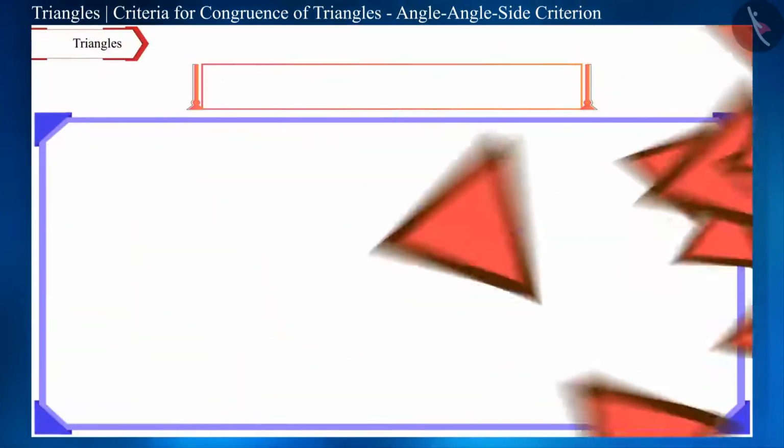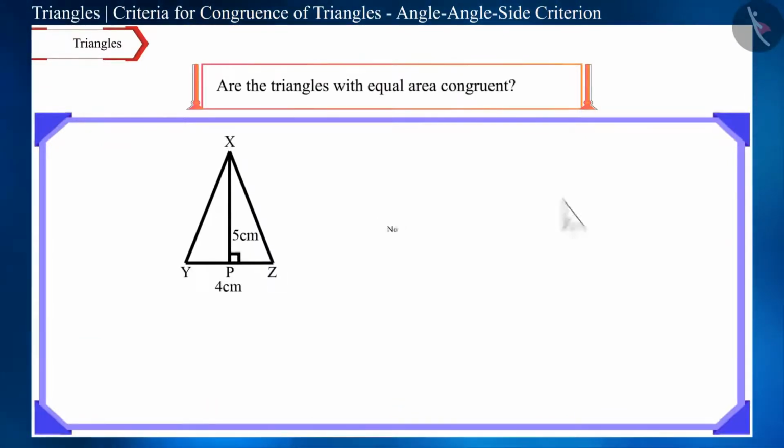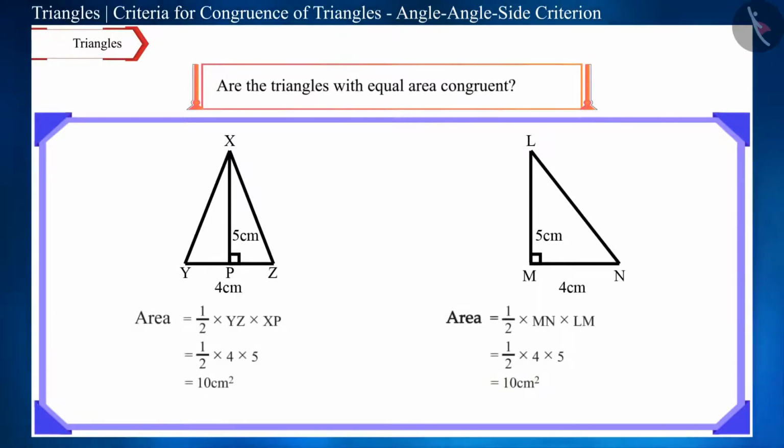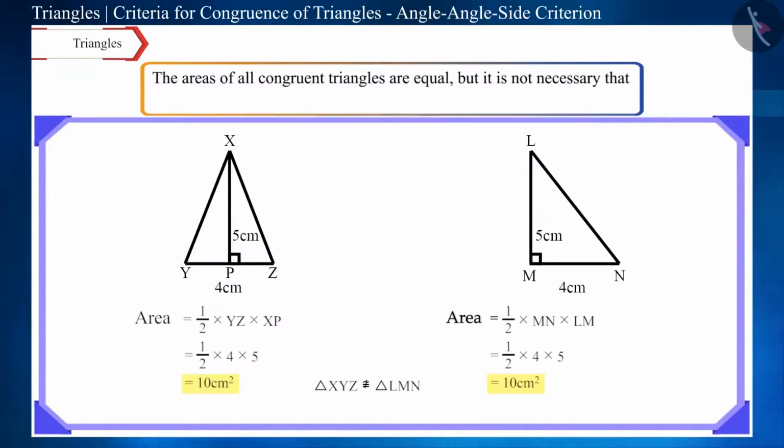Can we say that triangles with equal area are congruent? No. Look at these two triangles. Their areas are equal, but these triangles are not congruent. From this, we can conclude that the areas of all congruent triangles are equal, but it is not necessary that the triangles that have equal area will be congruent.